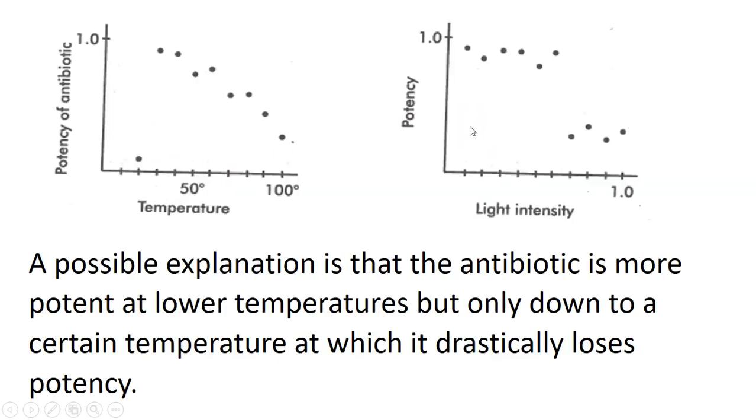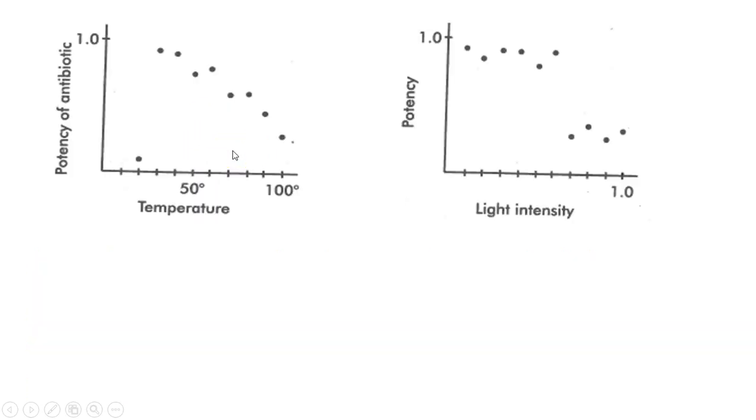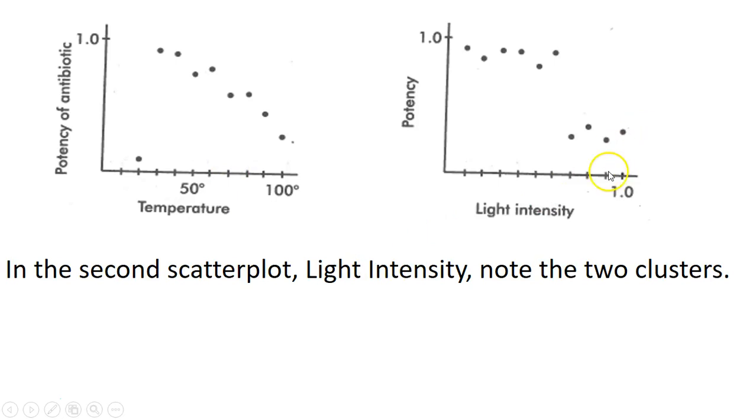Okay. A possible explanation is that the antibiotic is more potent at lower temperatures, maybe. For some reason, maybe when it's down here, it's real potent, and then magically at some turning point, it starts back up here and goes down. I don't know. But only down to a certain temperature at which it drastically loses its potency. That is one option. In the second scatter plot, which is light intensity, note the two clusters that we have.